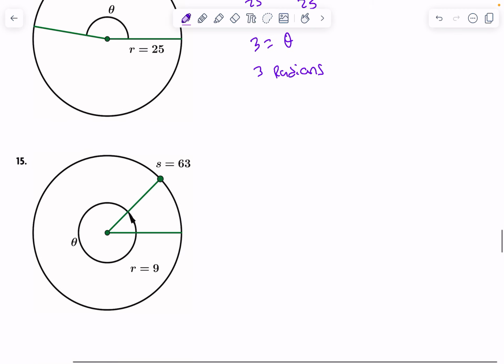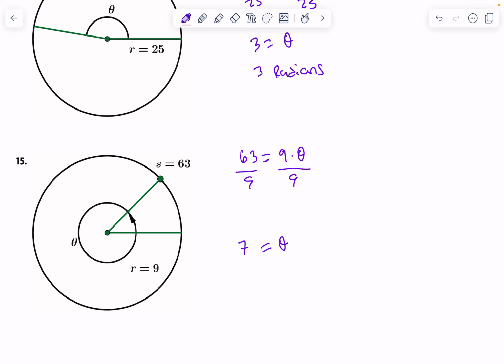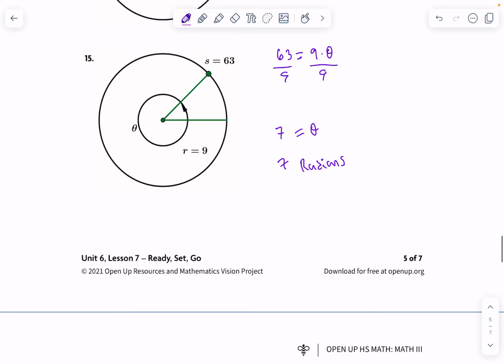This one, do not be scared. It doesn't really make any big of a difference. So 63 is S, which equals my radius 9 times theta. I go ahead and divide both sides by 9. I get that 7 is equal to theta, so 7 radians. Okay, perfect.